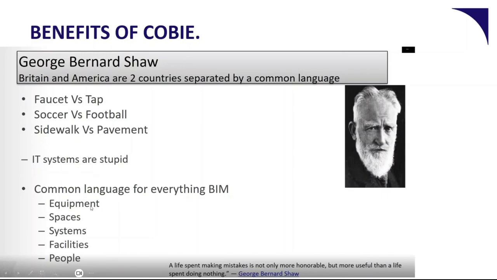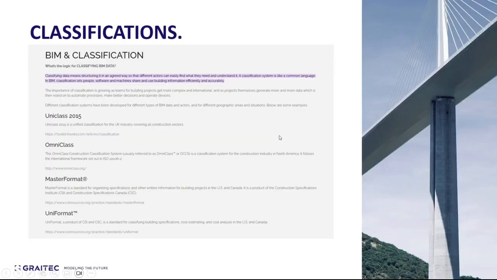So we need a common language for everything within our model. The equipment, the spaces, the systems, the facilities, the people. We need to present that information in a standardized format. And that standardization is defined via a classification.